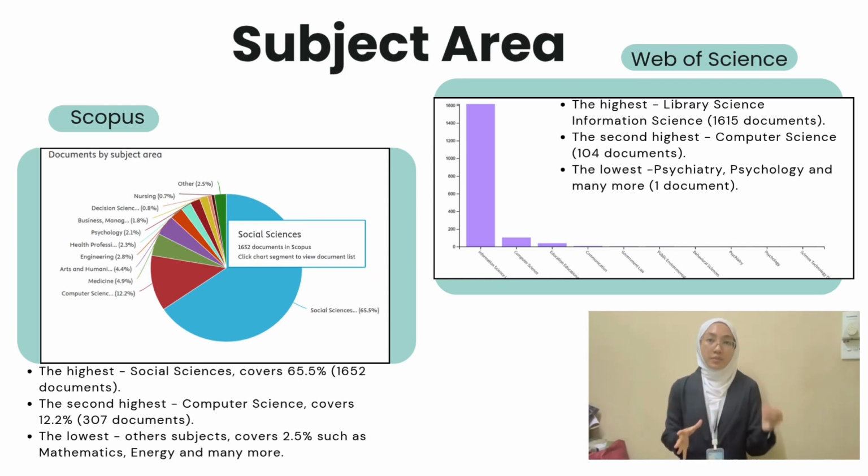First, I will talk about Scopus. Based on the pie chart shown by Scopus, we can see that the highest subject area is Social Sciences, which covers 65.5% of the pie chart and records 1,650 documents throughout these 10 years. Meanwhile, the second highest subject area is Computer Sciences, which covers 12.2% and records 307 documents.